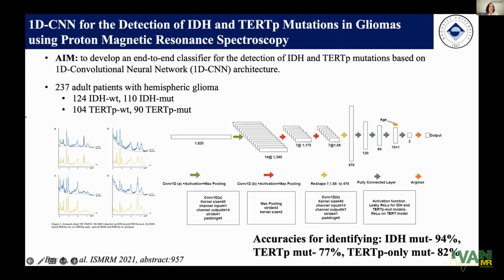We applied a one-dimensional convolutional neural network, which is a deep learning method, to detect IDH and TERT mutations in gliomas using proton MRS. Based on our results, we included 237 patients, which was a lot of patients for this particular study. And we identified IDH mutation with 94% accuracy. When it comes to TERT mutation, it is not as clearly defined in metabolism. And we only achieved a 77% accuracy, and we identified TERT-only patients with 82% accuracy.